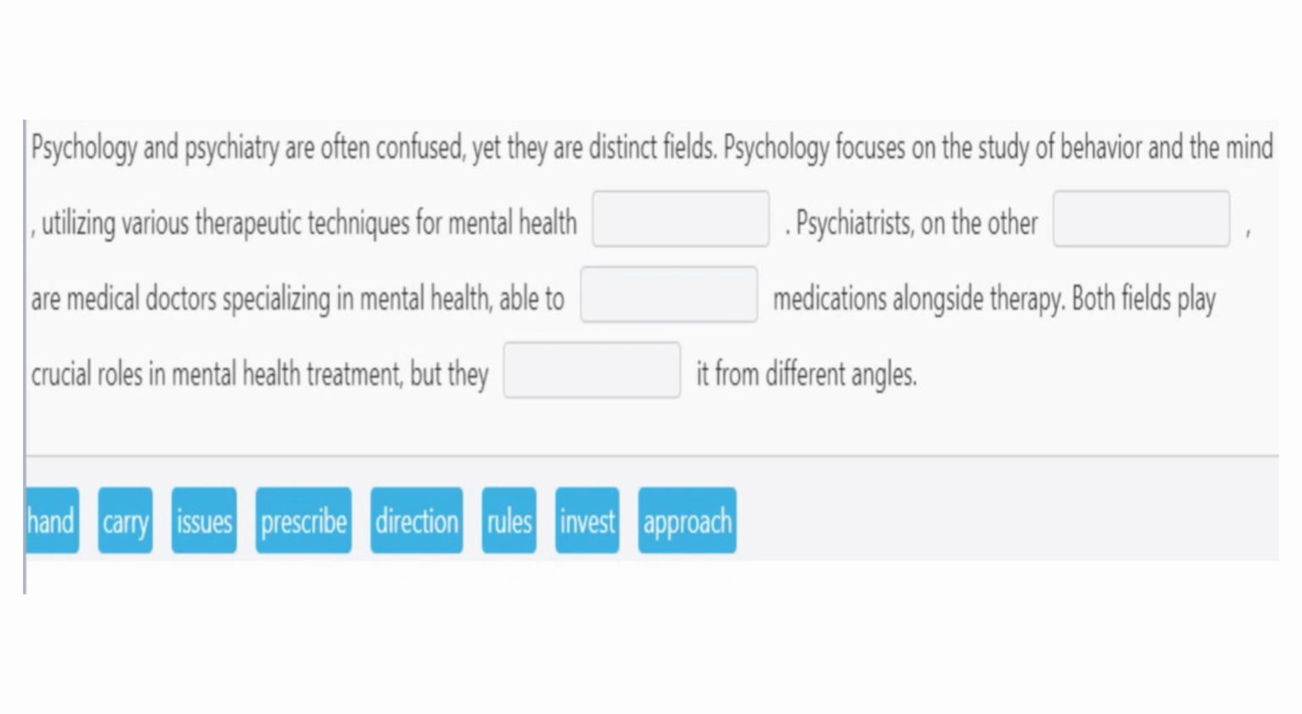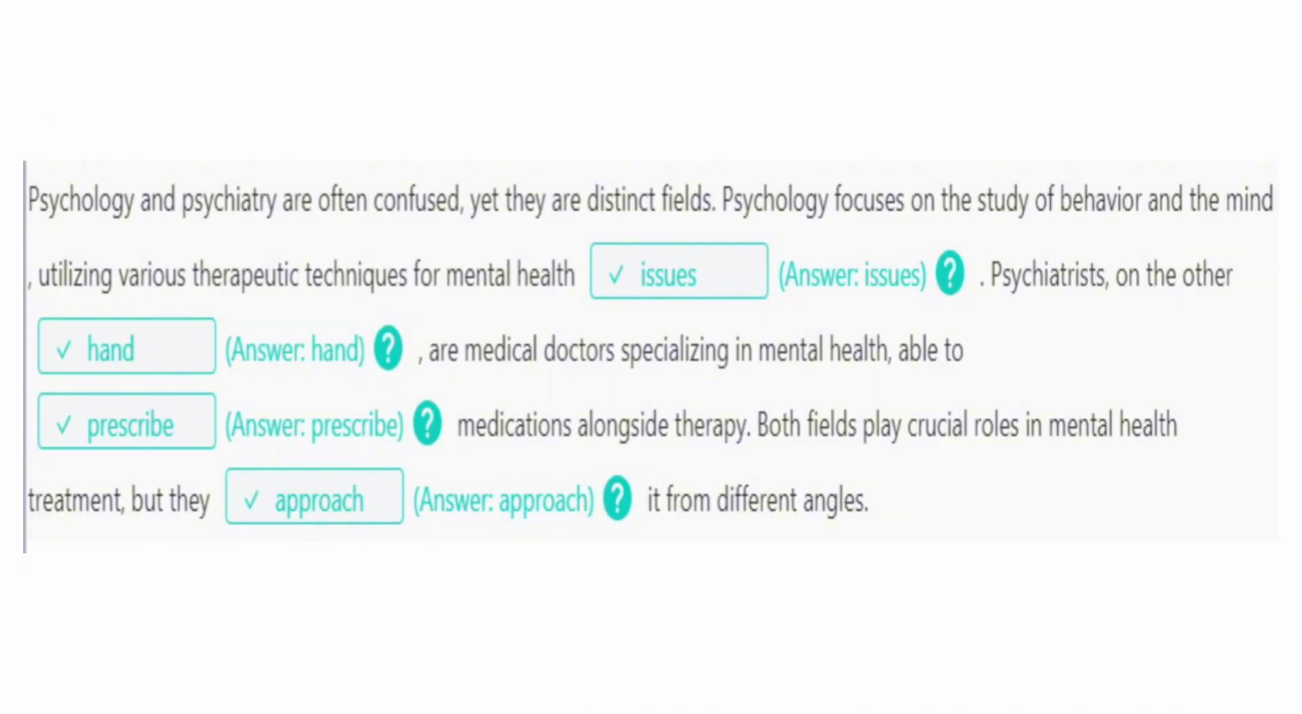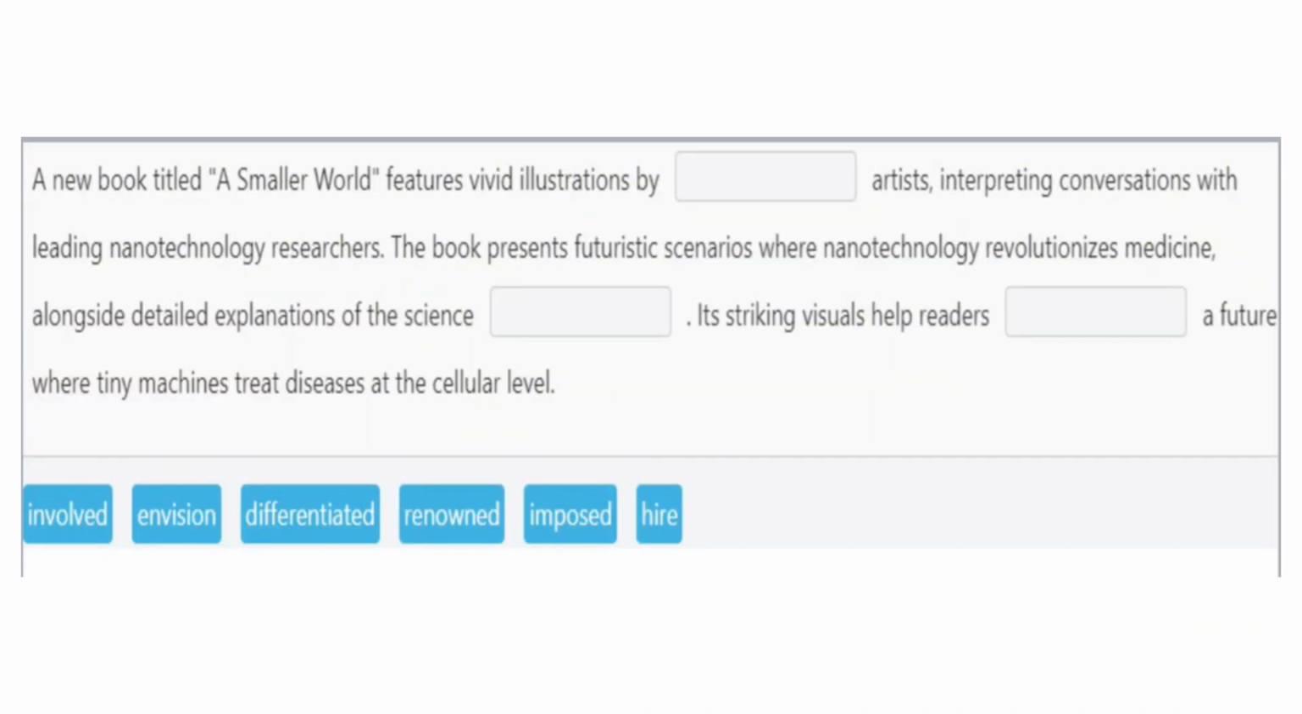Both fields play crucial roles in mental health treatment, but they dash it from different angles. But they approach it, right? They see it, view it, they take it from different angles. So approach would be the perfect word over here. Okay, moving ahead to the next one.